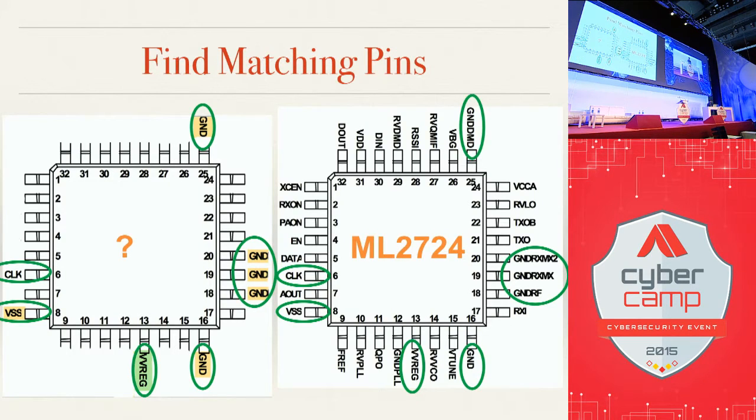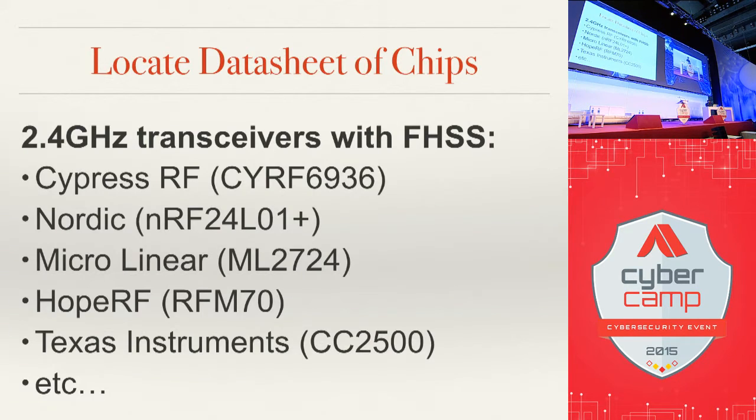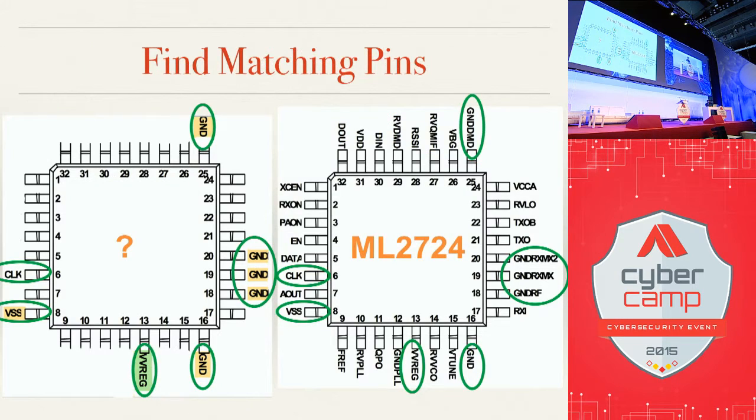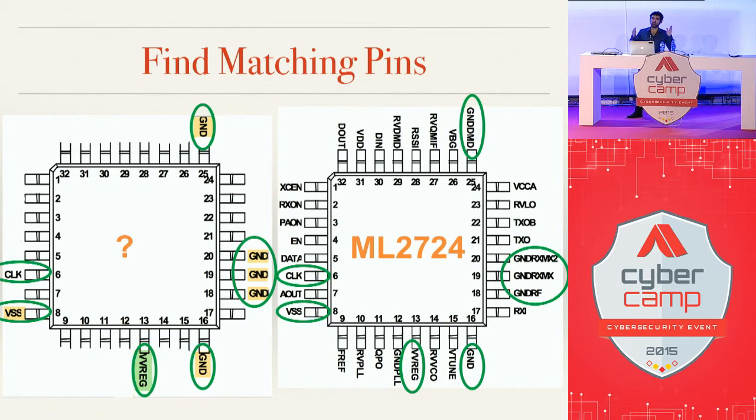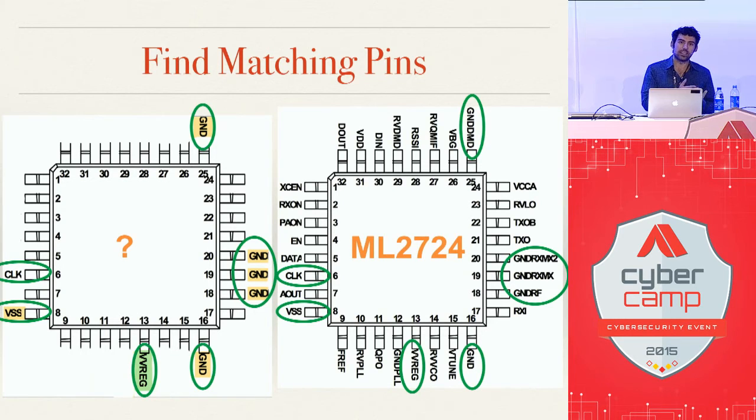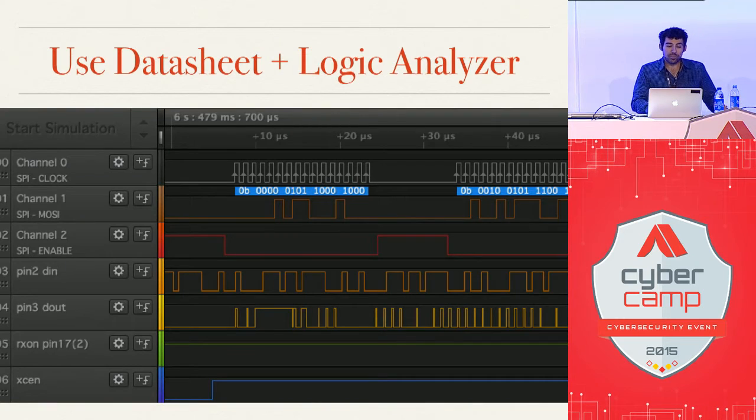And then I'll start matching up pins. I'll go through all of these data sheets, look at all of the pinouts, and find the ones that have the same package type and the same number of pins, and then I can start matching up the actual pinouts. I can say, oh, this one has ground here and ground here, voltage here and voltage here, clock here, clock here. So then I know that the chip that had no markings was an ML2724. From then on, I now know what every other pin is.